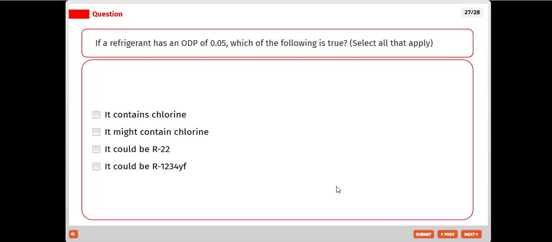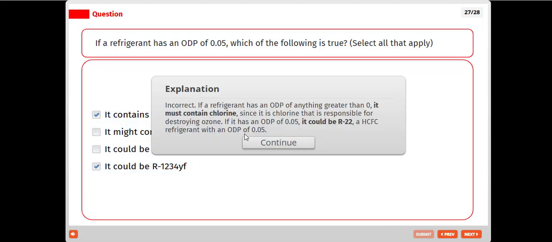If a refrigerant has an ODP of 0.05, which of the following is true? It contains chlorine. It might contain chlorine. It could be. Yeah. Incorrect. Okay. It contains chloride. Incorrect. If a refrigerant has ODP greater than 0, okay, it must contain chloride. That is responsible for destroying the ozone. It has ODP. It could be R20T.